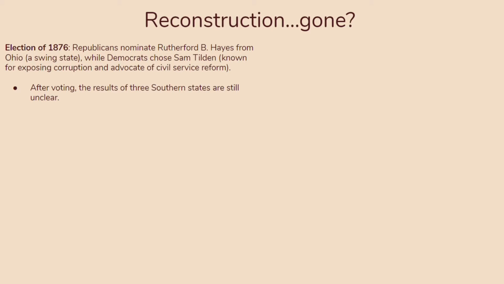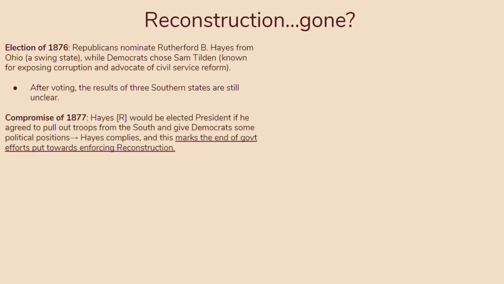And so after all of the voting and the ballot counting, the results of 3 southern states are still somewhat unclear. So Sam Tilden and Rutherford B. Hayes come up with a compromise known as the Compromise of 1877, where Hayes, the Republican, would be elected president if he agreed to pull out troops from the South and give Democrats some political positions. Hayes complies, and this marks the official end of government efforts put towards enforcing Reconstruction.